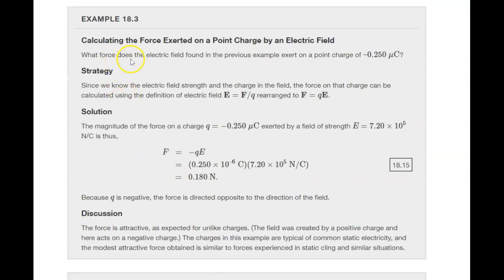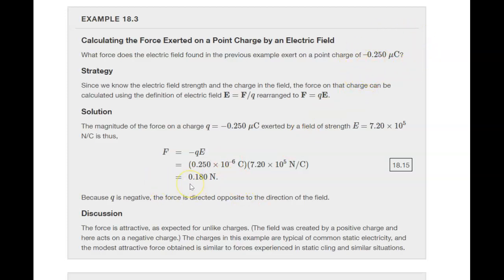Another calculation here, an example, is doing the other equation. So what force does the electric field found in the previous example exert on a point charge that's 0.25 microcoulombs, and that's negative? So they're going to use the E value from the other problem. So now you have a little q and you have an E. So all you have to do is rearrange this equation and you're left with F equals qE. Notice the negative is there because the charge was negative to begin with.